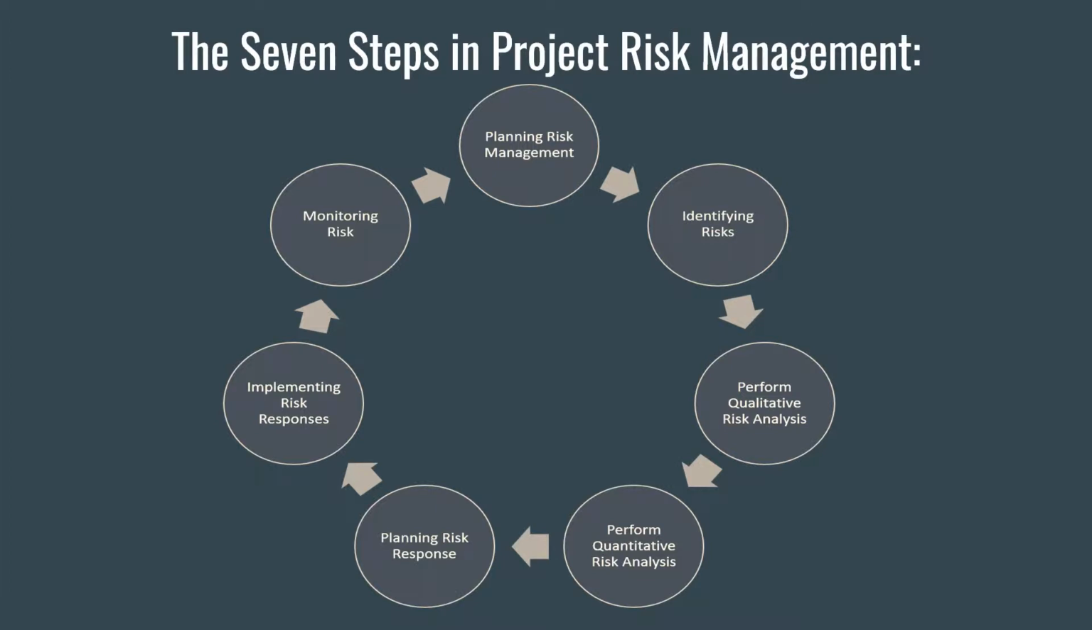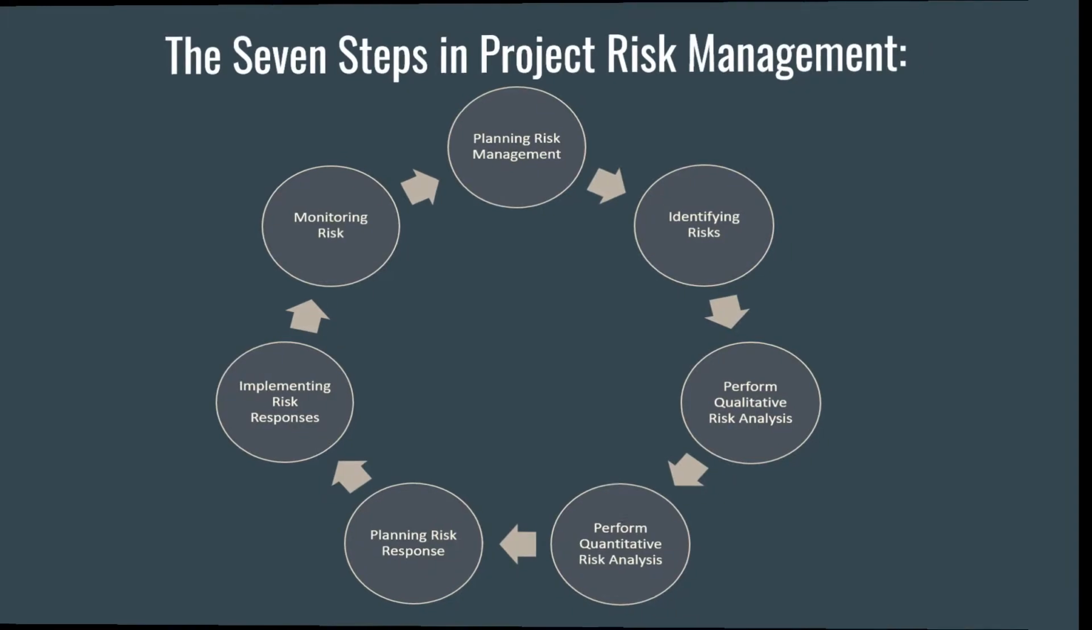The 7 steps in project risk management are planning risk management, identifying risks, performing qualitative risk analysis, performing quantitative risk analysis, planning risk responses, implementing those responses, and monitoring the risk.